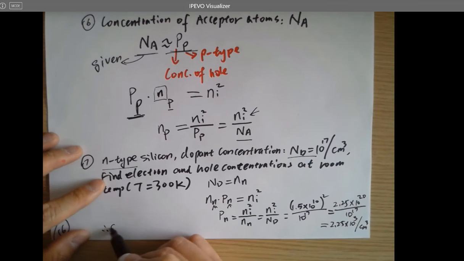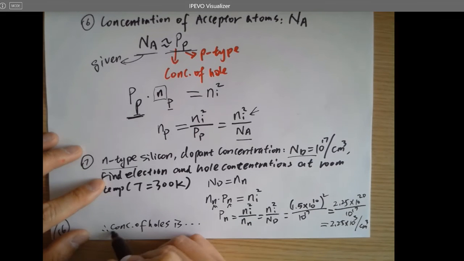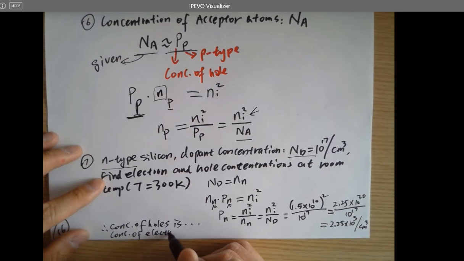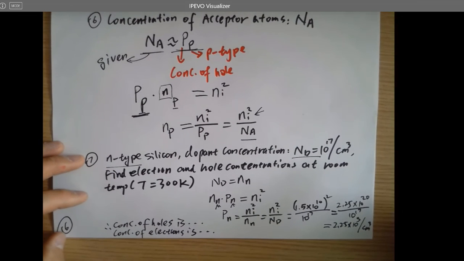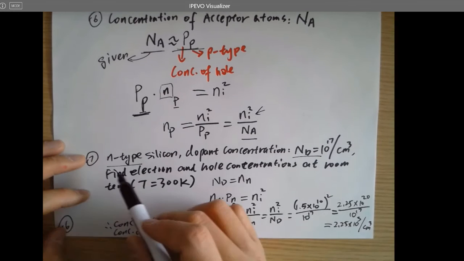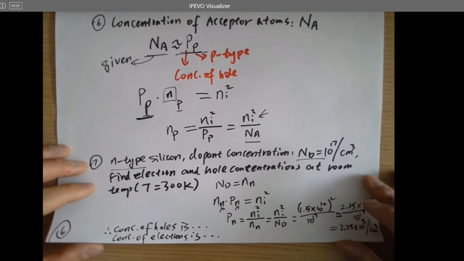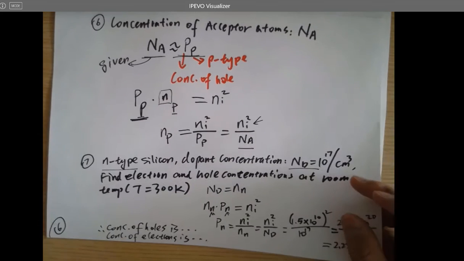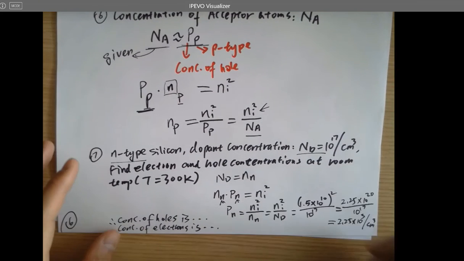You just put another statement at the end in the homework: the concentration of holes is, and the concentration of electrons is, right? So you can put it there. Is that everything I asked? Concentration, oh yeah, that's it. That's how you deal with this type of problem, how to find the concentration of the electrons.